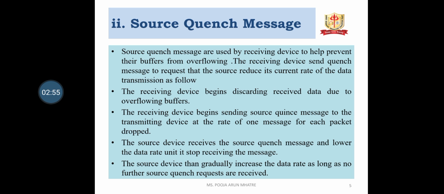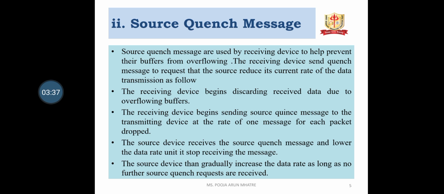The second one is the source quench message. Source quench messages are used by the receiving device to help prevent its buffers from overflowing. The receiving device sends a message to the sender to request that the source reduce the current rate of data transmission. First, the receiving device rejects the incoming packets because of the overflowing buffers.